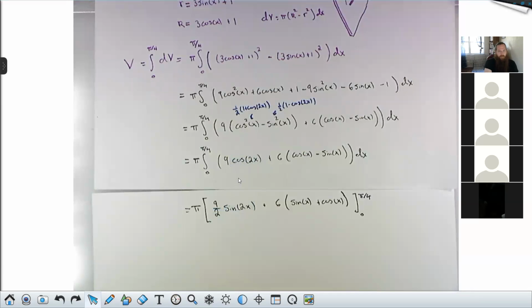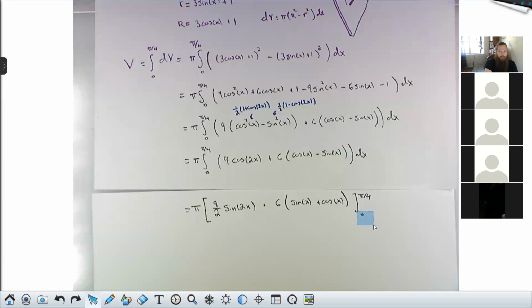Way back in the day, we said we should be able to do integrals like cos ax and sine ax very quickly. And we can. And then, of course, each of these are just basic known antiderivatives.